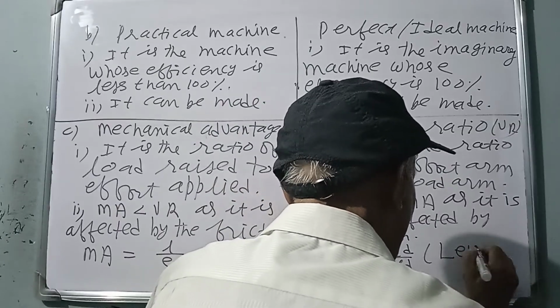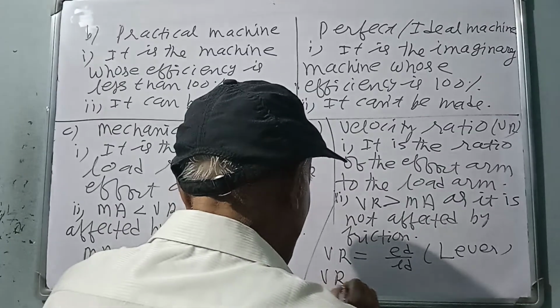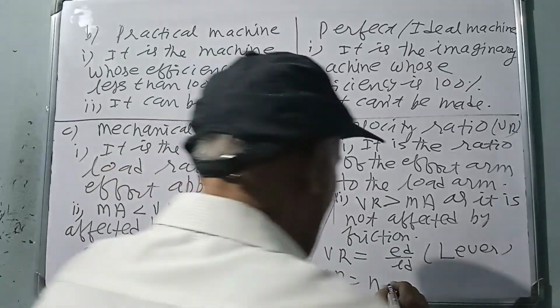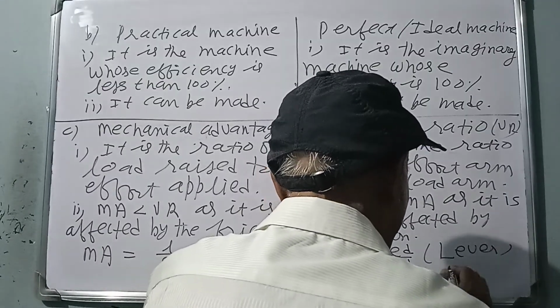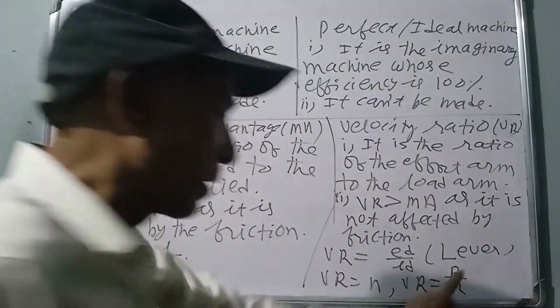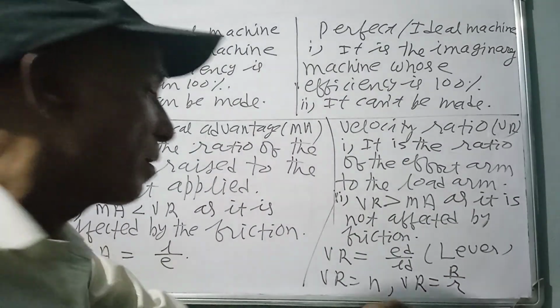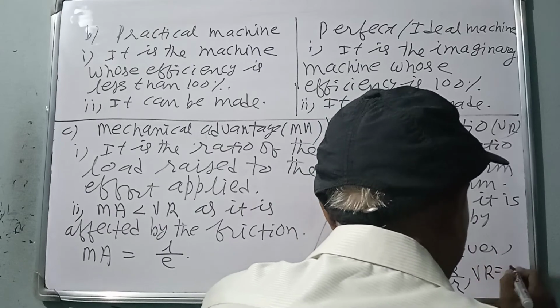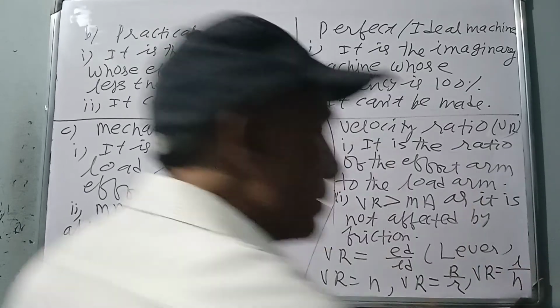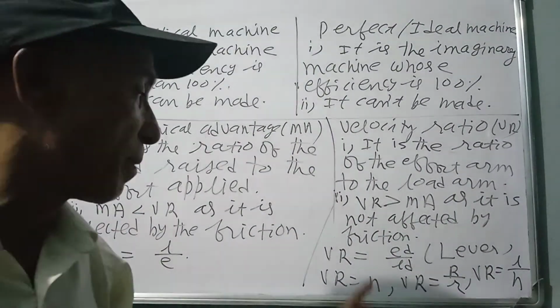For pulley, velocity ratio is the number of pulleys used. For wheel and axle, velocity ratio equals R by r: radius of the wheel upon radius of the axle. In case of inclined plane, velocity ratio is also equal to L by S.